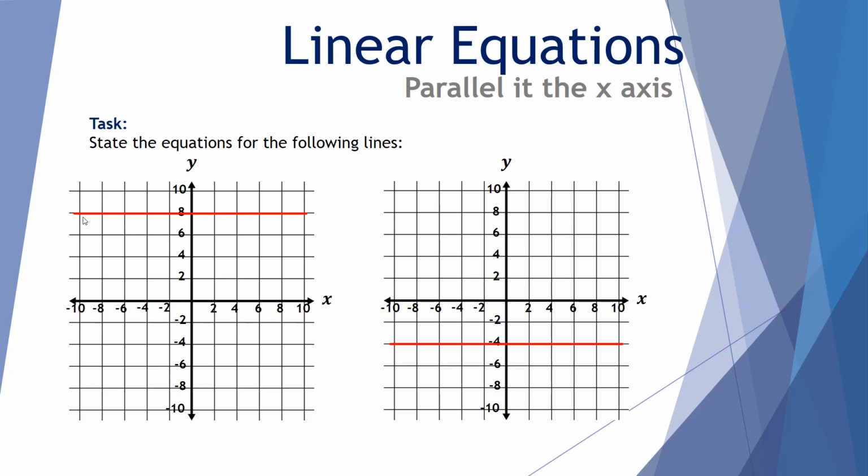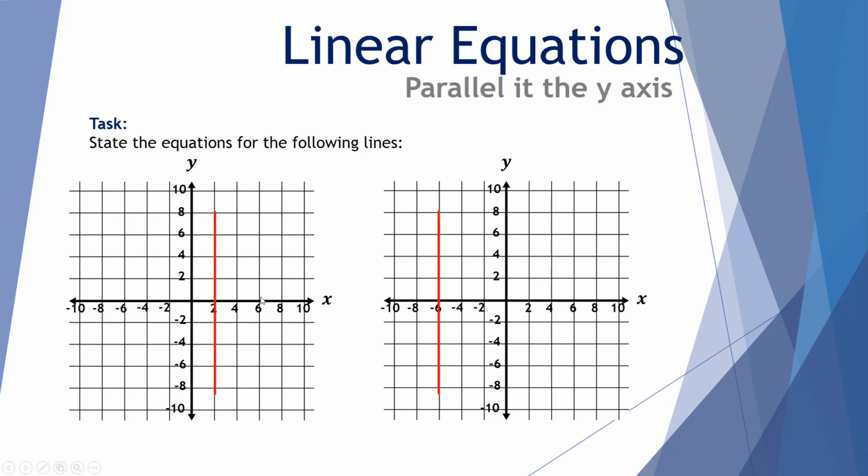First task is to state the equation for the following lines. We have here a line drawn in a thick red color that is parallel to the x-axis and crosses the y-axis at y equals 8. Quite simply, this has the equation y equals 8. Likewise, on the right-hand side, we have a line that's parallel to the x-axis and crosses at y equals minus 4. So the equation for that line is y equals minus 4. In both of these graphs, we have a line that is completely flat. This represents a gradient of 0.